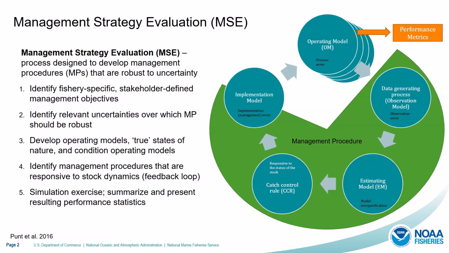The results from the estimating model component are then fed into a catch control rule or a harvest control rule. This is the adaptive management piece. It specifies how we should adjust management recommendations based on our perceived state of the stock. Those management recommendations from the catch control rule are then implemented back into the fishery. This feedback loop is important. It's what characterizes the management strategy evaluation from any other type of simulation analysis.